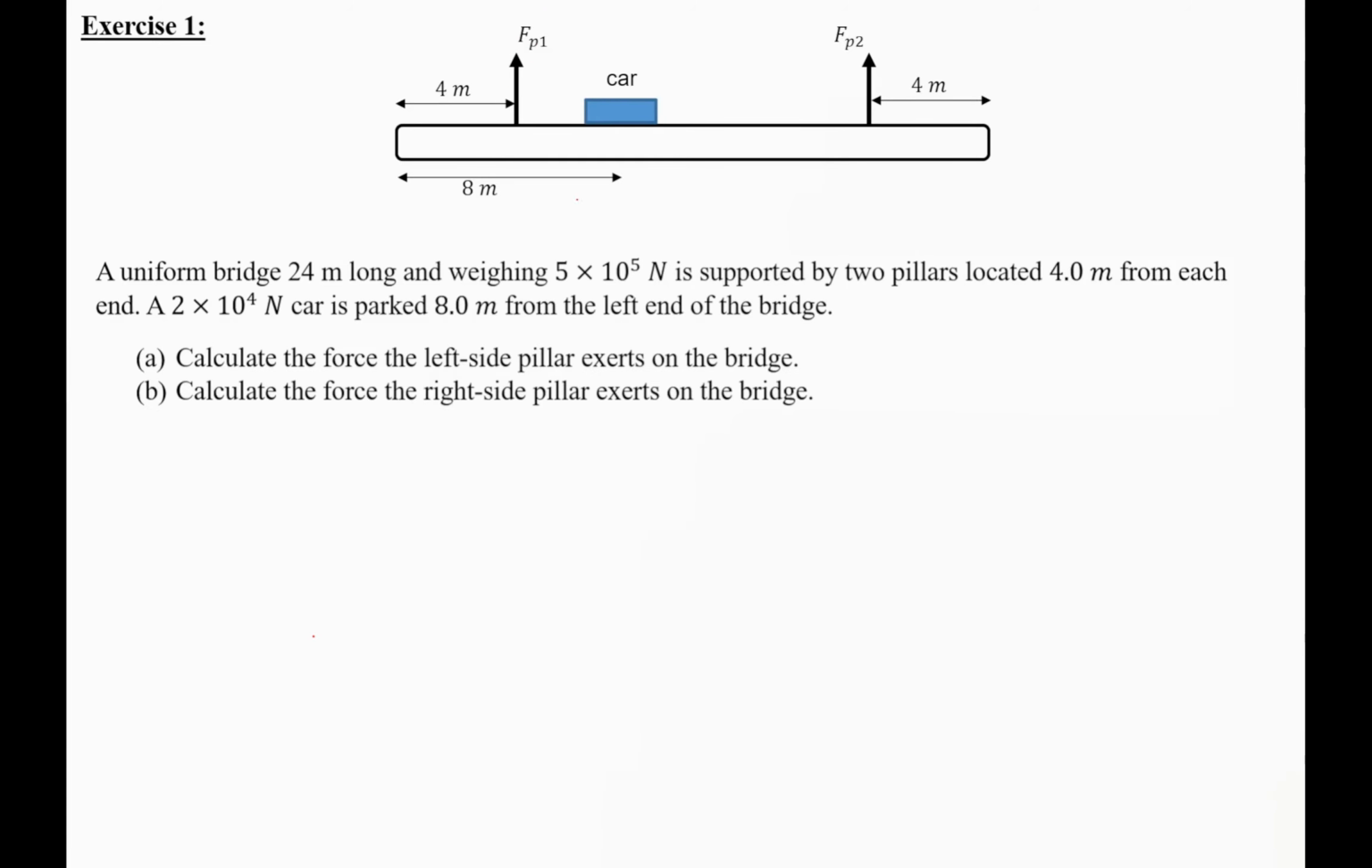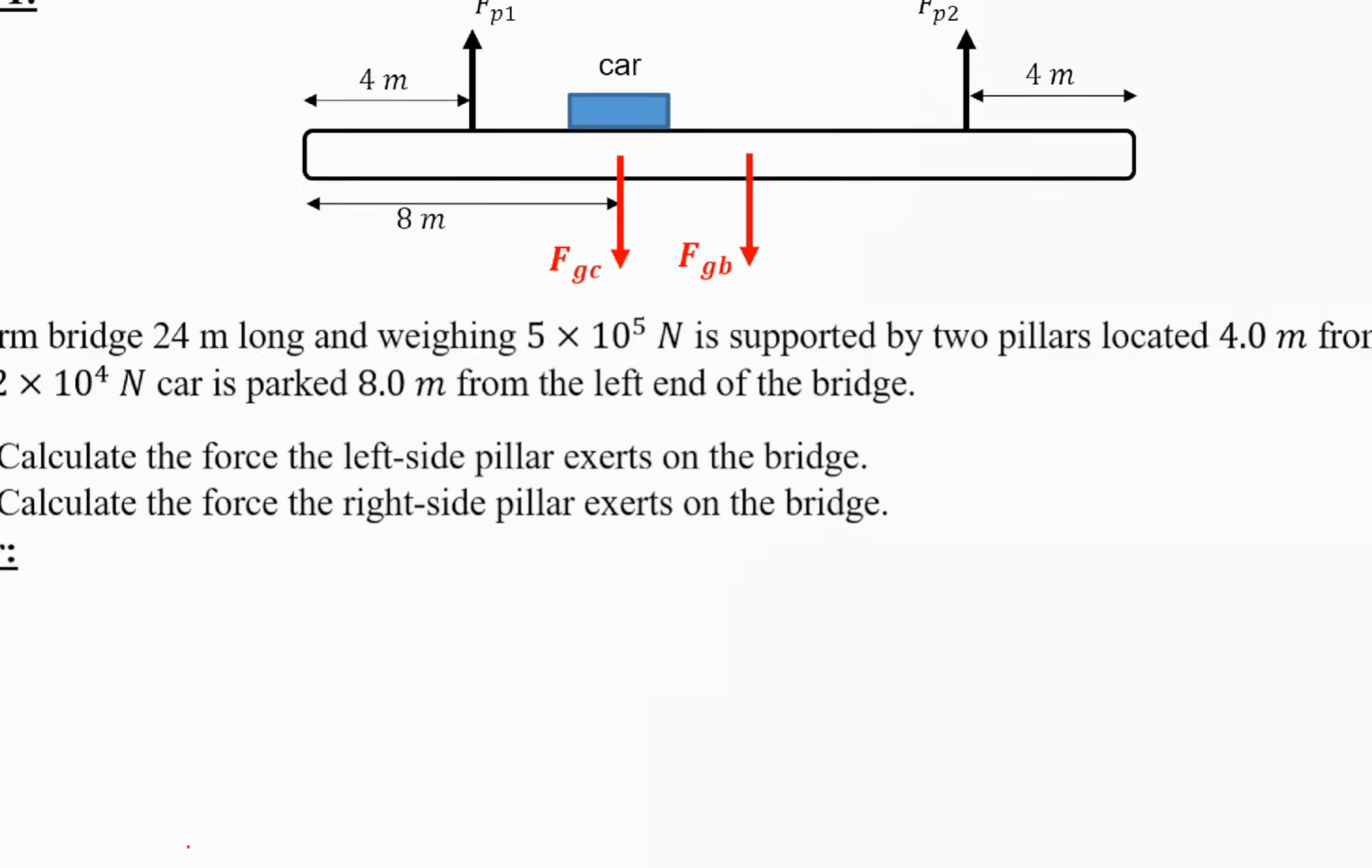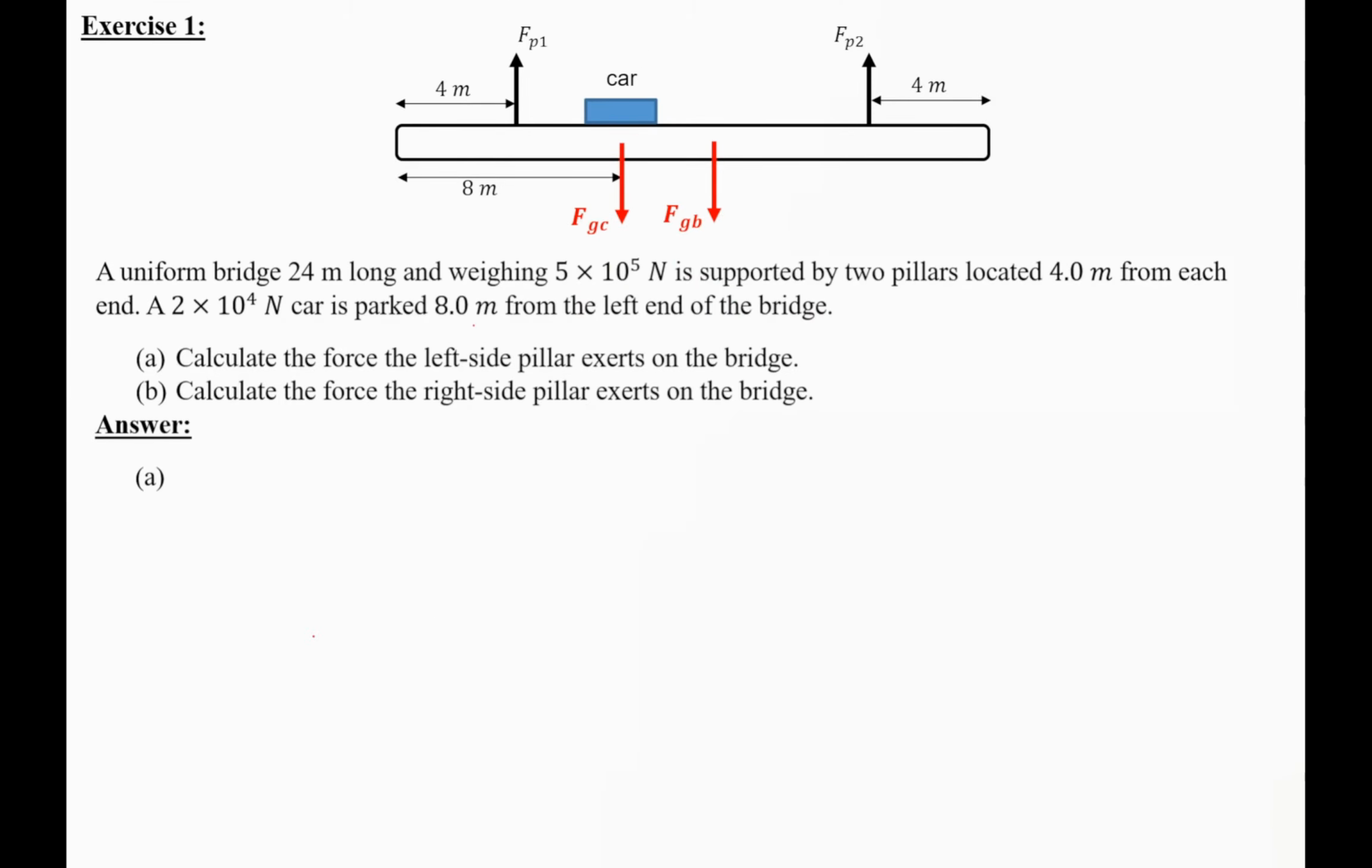Now here in this case, what are the different forces acting on the system? We have two apparent forces, and we always have some hidden forces, like for example the pull of gravity. So we have the pull of gravity of the bridge and the pull of gravity of the car acting on the bridge. Because the bridge is uniform, the pull of gravity of the bridge would be acting on the center of mass of the bridge itself due to the geometry of the figure, and the pull of gravity of the car would be acting on the bridge 8 meters from the end, as shown in the figure.